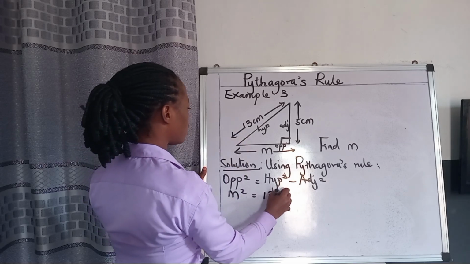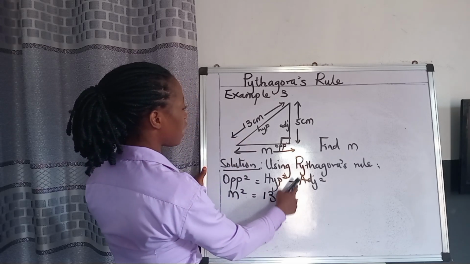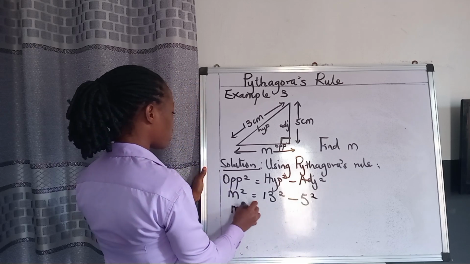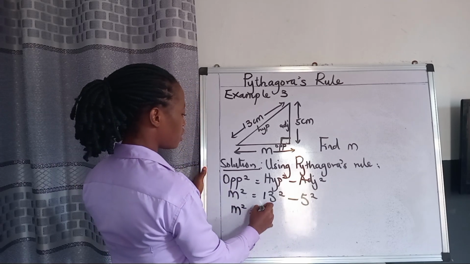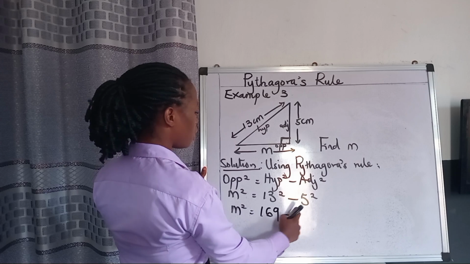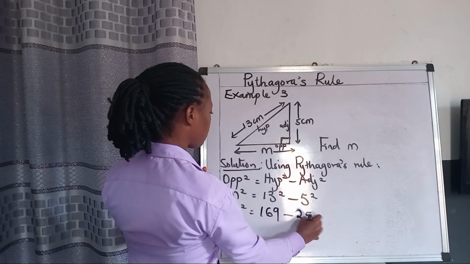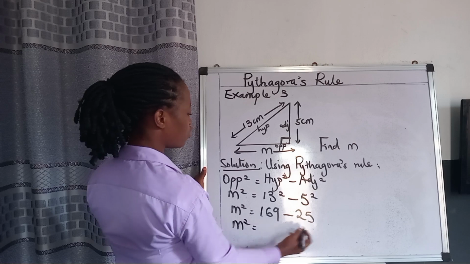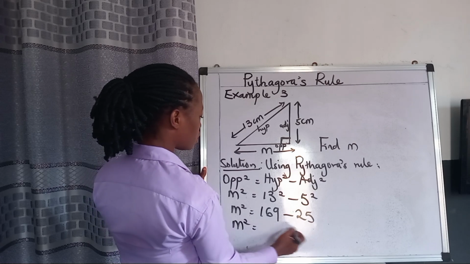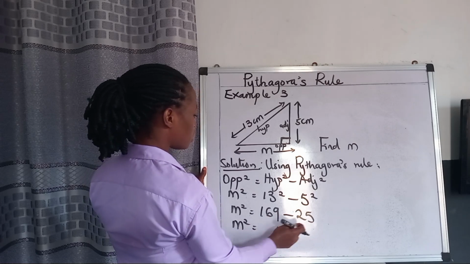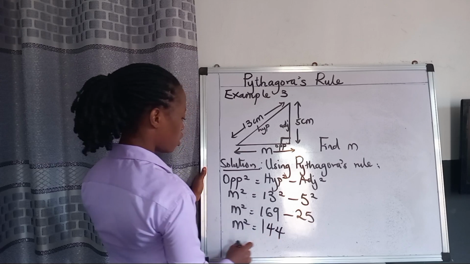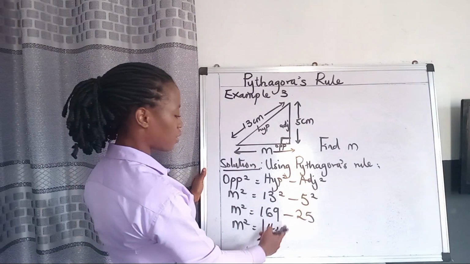So we're going to have 13 squared minus, the adjacent is 5, so minus 5 squared. Now m squared is equal to 13 times 13, which is 169, and 5 times 5 is 25. So m squared is 169 minus 25. 9 minus 5 is 4, 6 minus 2 is 4, and then 1. So m squared is equal to 144.